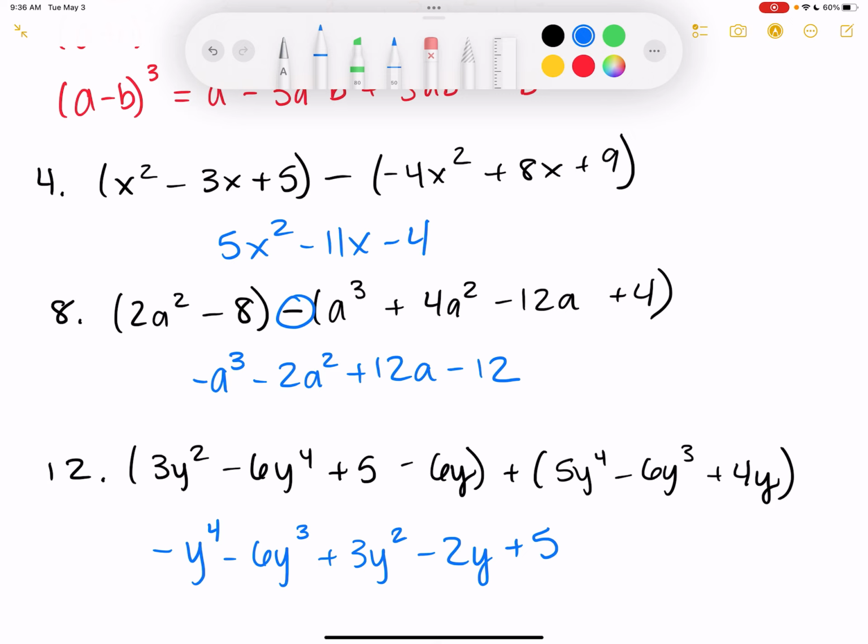All right, so I think we're probably okay with adding and subtracting. Multiplying is where it gets a little crazy. A little crazy.